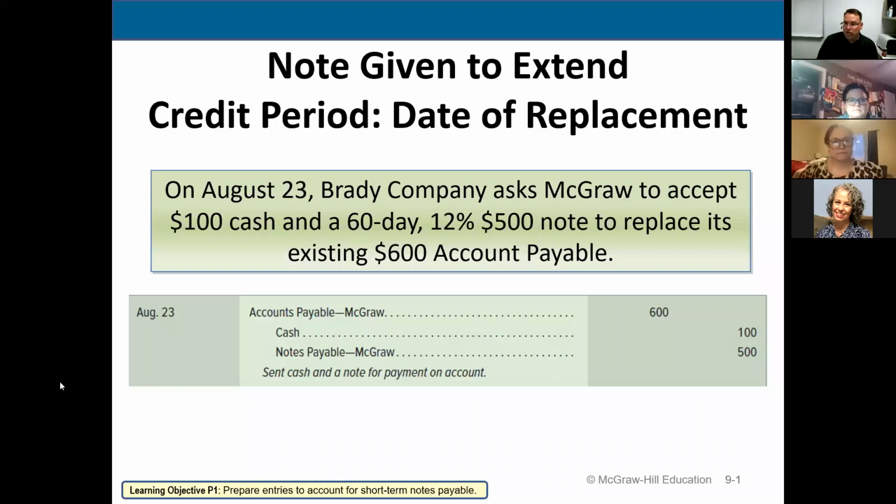Chapter 9, as you're aware by this point, is all about current liabilities, so short-term liabilities, money you owe people in the near term. I think it's one of the more important things that we deal with in accounting, because if you can't meet your short-term obligations, then you can't stay in business very long.